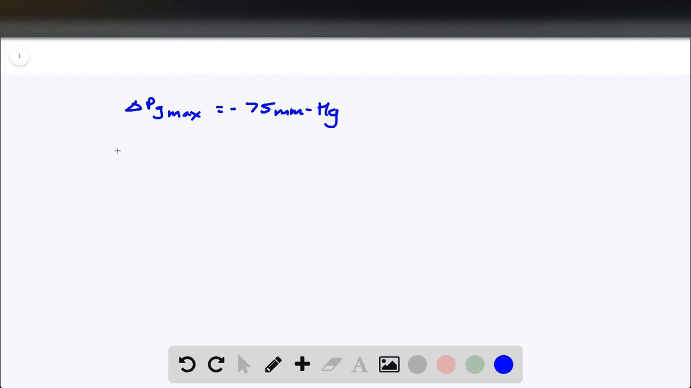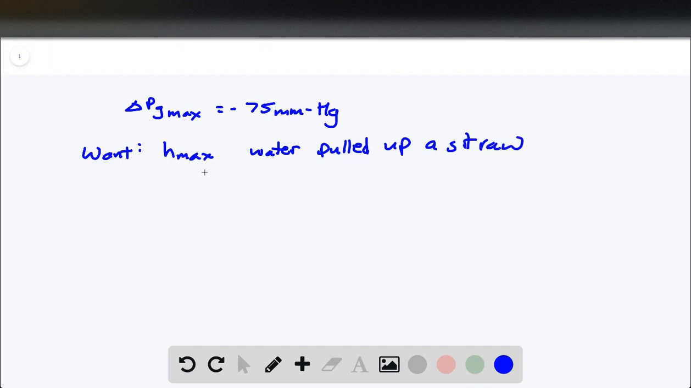reduce the pressure. And we want to find what I'll call H max, which is the maximum height of water that can be basically sucked up or pulled up a straw, using this information about the maximum pressure drop in a person's lungs. So the water is going to rise up in the straw when the person is dropping pressure in the lungs and sucking on it. So we can write down an equation that comes from Bernoulli's equation.